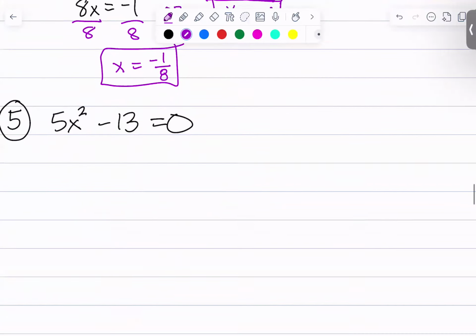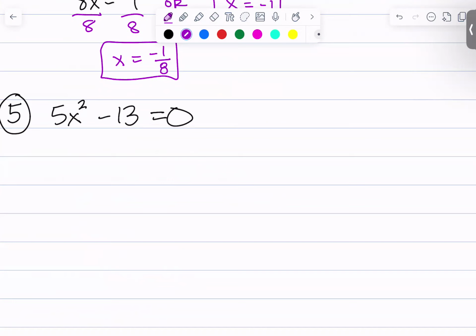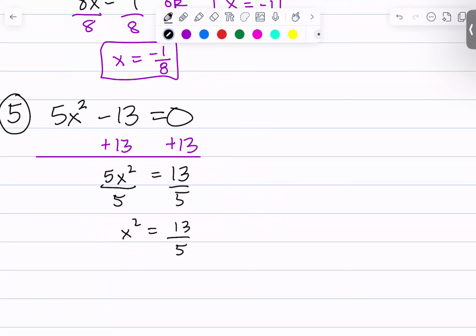One side is already equal to 0, so we're good with that, right? I see one x variable, x squared. When you see one x variable, it's always going to be x squared. It might be in parentheses, but it's still x squared. So here, I'm just going to solve it by adding 13, add 13. We have 5x squared equals 13. Divide by 5, divide by 5. x squared equals 13 over 5.